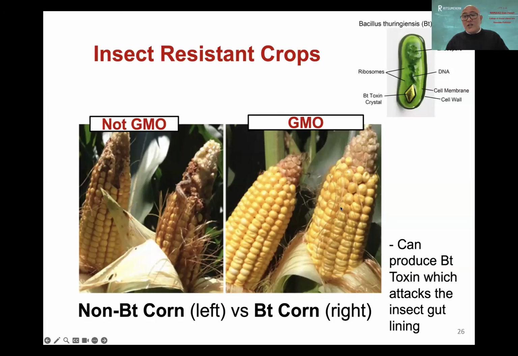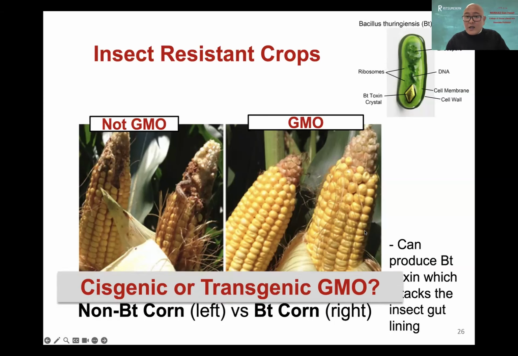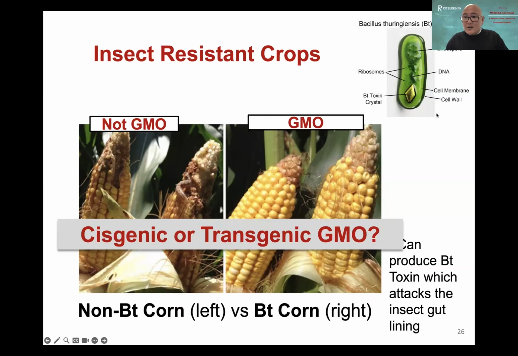Now, the question here is, is it safe or not? Imagine you are eating the BT toxin here in the corn. So is it safe or not? What do you think? With GMOs, you cannot just answer yes or no. You have to ask more questions. Is it cisgenic or transgenic? What do you think?